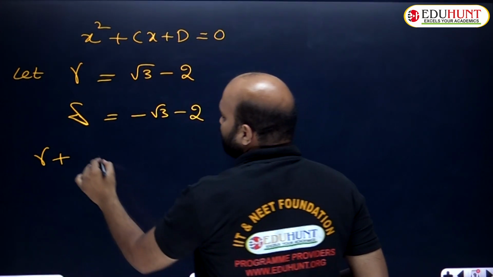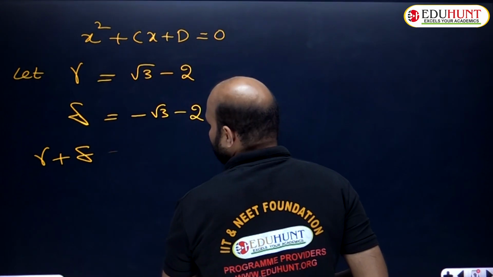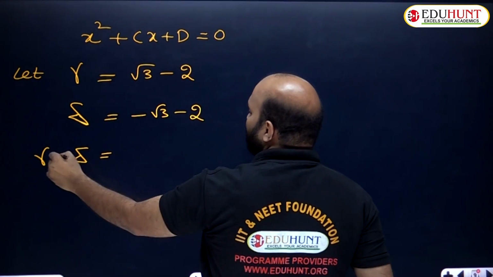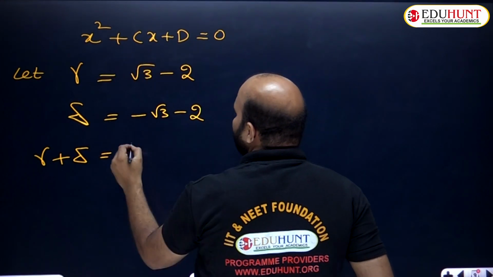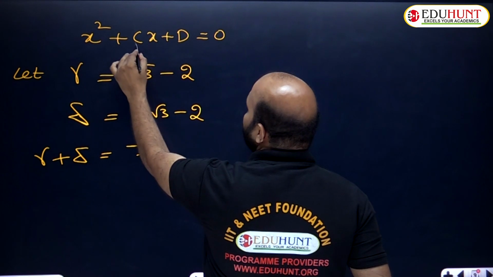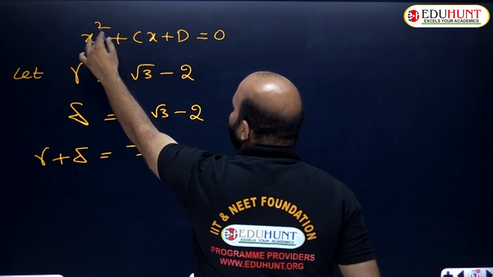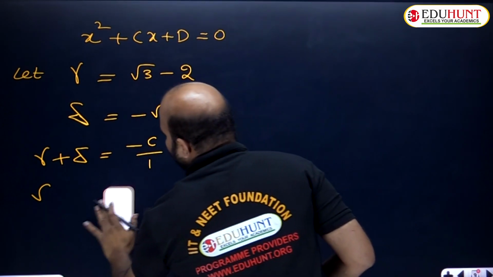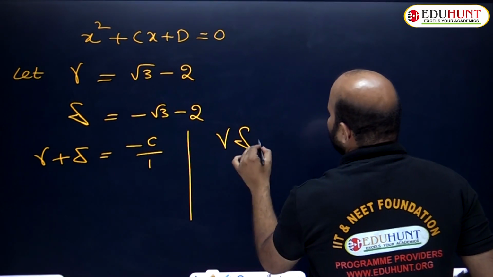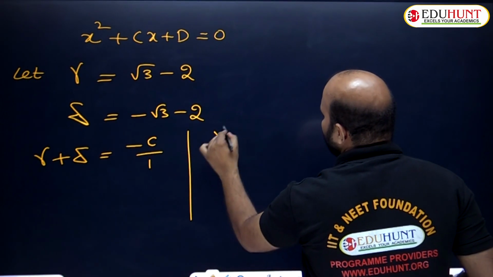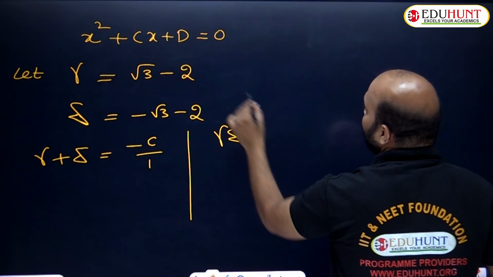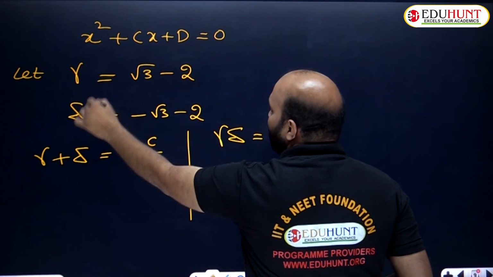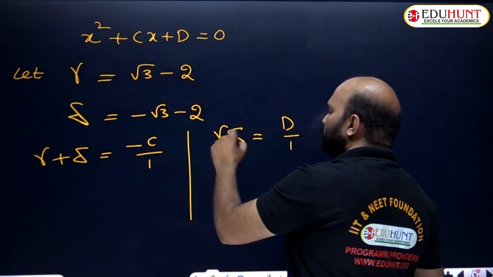Gamma plus delta equals to, what is the formula? Sum of the roots equals minus b by a. Here the x coefficient is c, so minus c by the x square coefficient 1. And what is the product of the roots? Gamma into delta equals c by a. What is the constant value here? d by a, the x square coefficient is 1. So substitute all the gamma and delta values in the sum of the roots and the product of the roots.